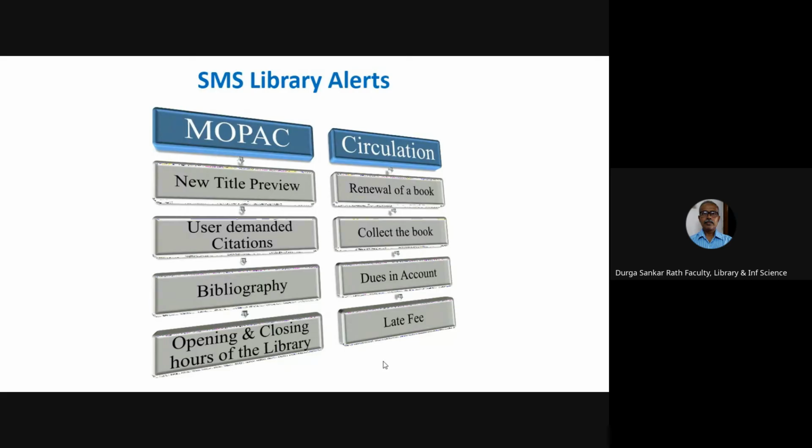Opening and closing hours of the library, that is also sometimes changed due to some sudden notification. So all of those things should be sent to the user's mobile, that when the library is going to close today. And the circulation from that renewal of a book, collect the book, dues in account, and late fee.